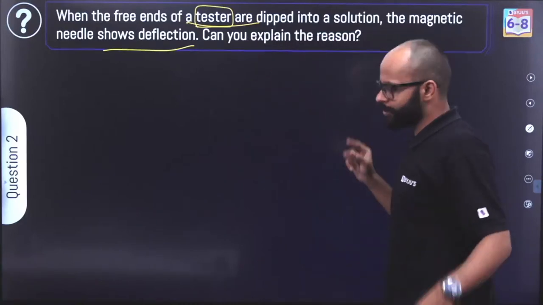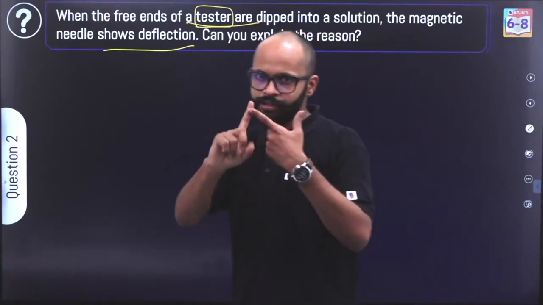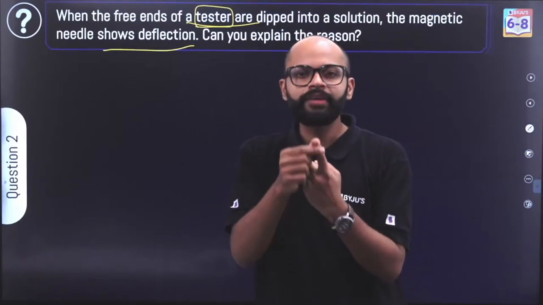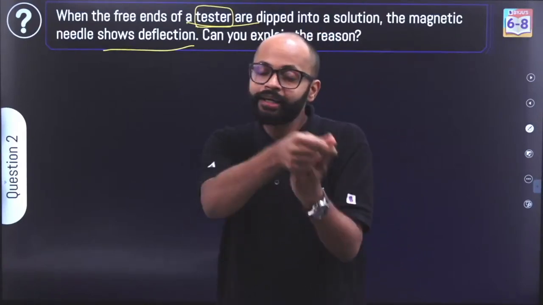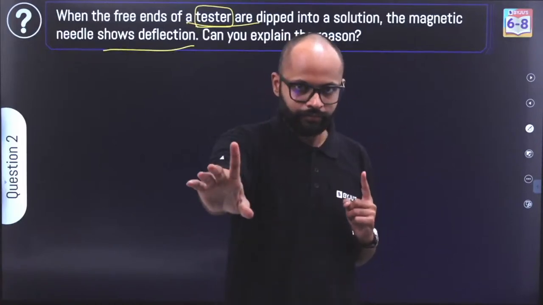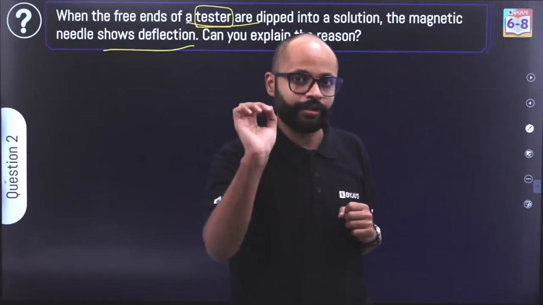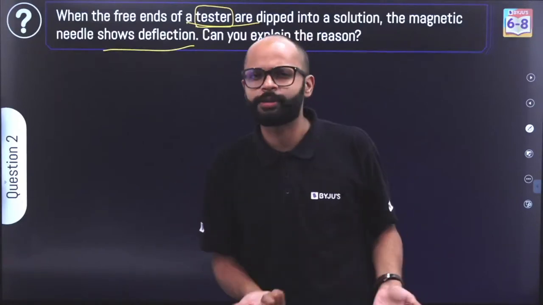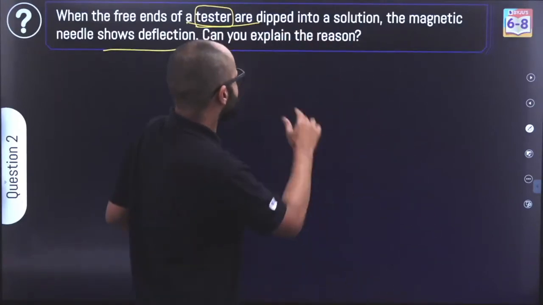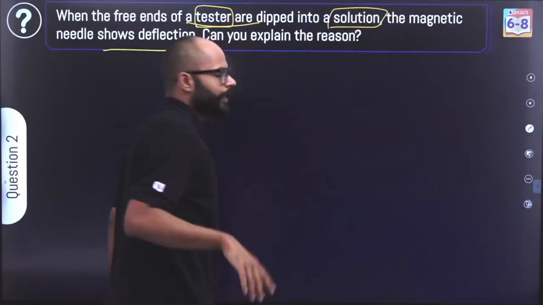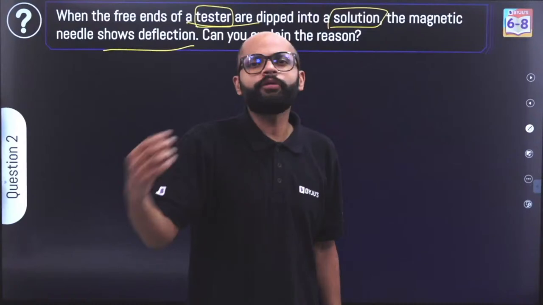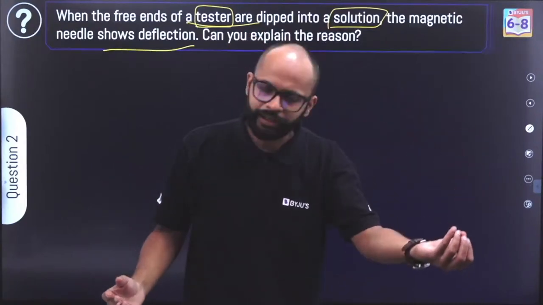Can you explain the reason? So, there are two reasons. First reason is that the solution is conducting. Right? If the solution is conducting, then only current will flow. So, first inference you can draw from this experiment is ki bhai, सॉल्यूशन है कंडक्टिव. सॉल्यूशन कंडक्टिव नहीं होगा तो करंट ही फ्लो नहीं होगा. करंट फ्लो नहीं होगा मतलब मैग्नेटिक इफेक्ट ऑफ इलेक्ट्रिक करंट नहीं आएगा.